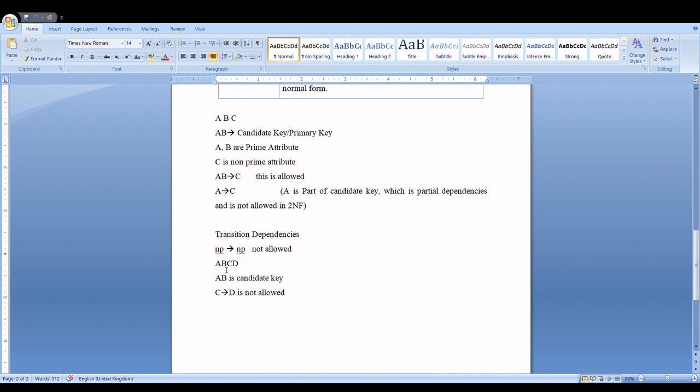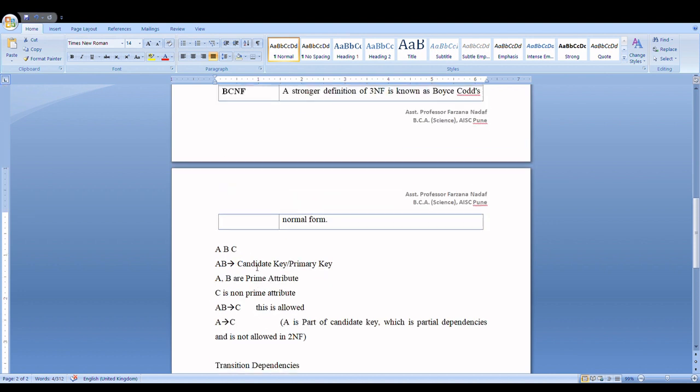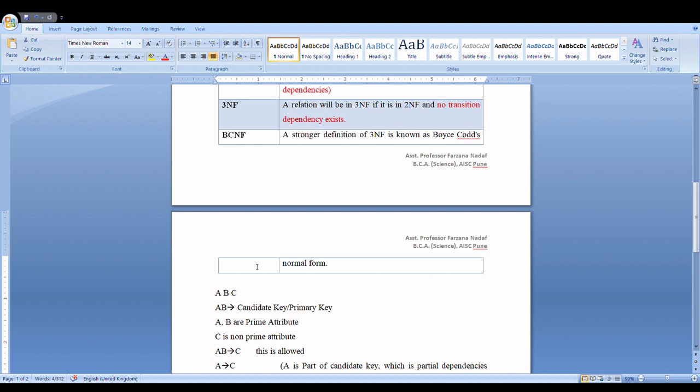Clear? For example, we have 4 attributes here: A, B, C, D. Let's say AB is my candidate key. That means A and B are my prime attributes, and C and D are my non-prime attributes. What do we have to check? Non-prime to non-prime is not allowed. Prime to prime is allowed, but non-prime to non-prime is not allowed. So here we will check C and D. C implies D, so D is dependent on C, and C and D are both non-prime attributes. So this type of dependency is not allowed in 3NF, the transitive dependency. Okay, understood?